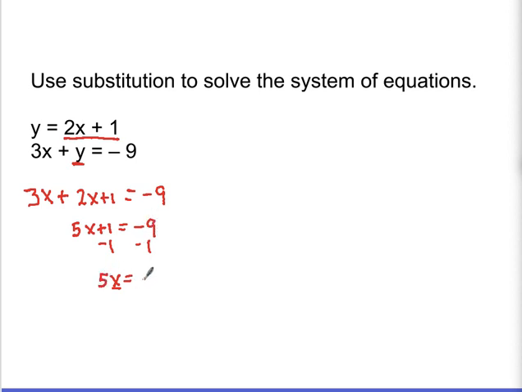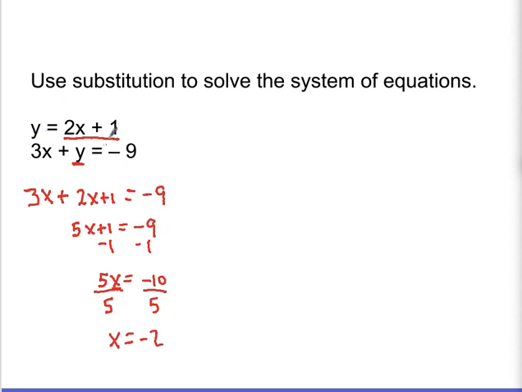So 5x equals -10. So divide by 5. I'm glad I have the chat where I can see it. Divide by 5, x equals -2. That's better. I got that right, didn't I? Okay. So x equals -2.